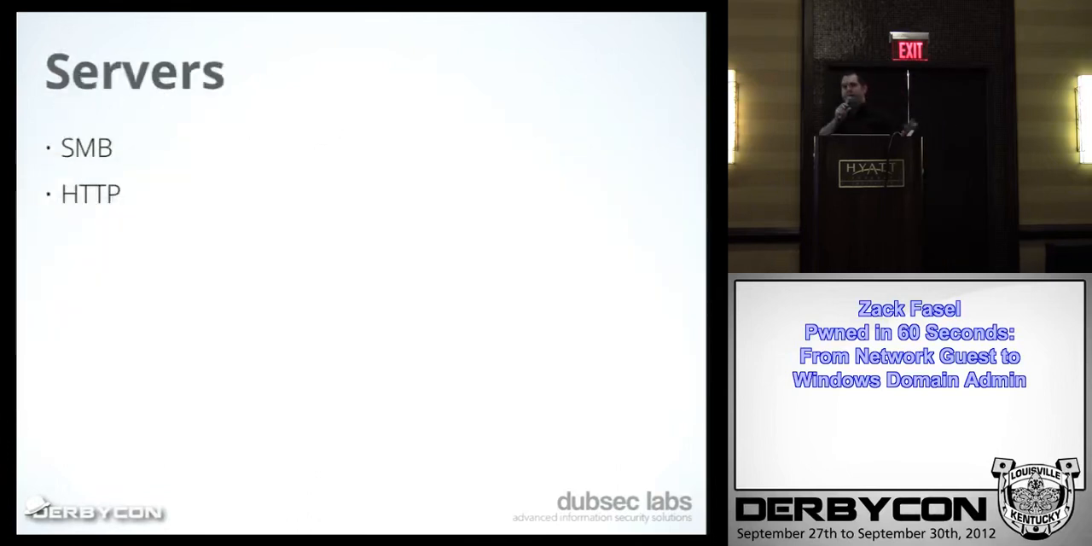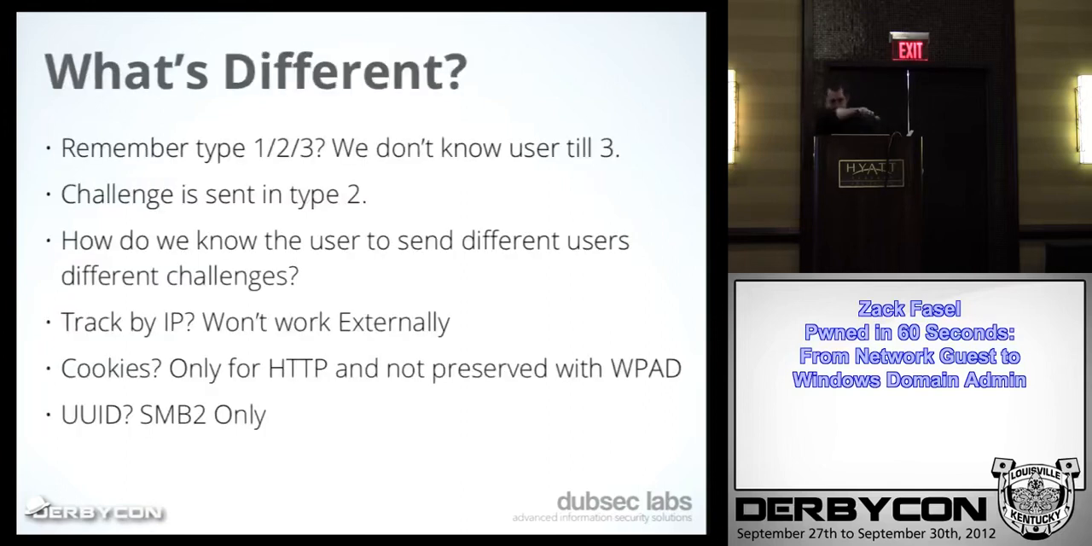Now on the server side, remember how we were talking about getting those authentication requests? We need to be able to listen to receive the authentication requests for the NTLM relaying. So we have a rogue SMB and a rogue HTTP server. How is this different than other tools?